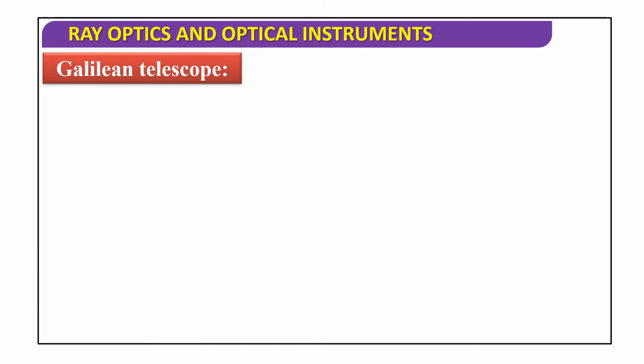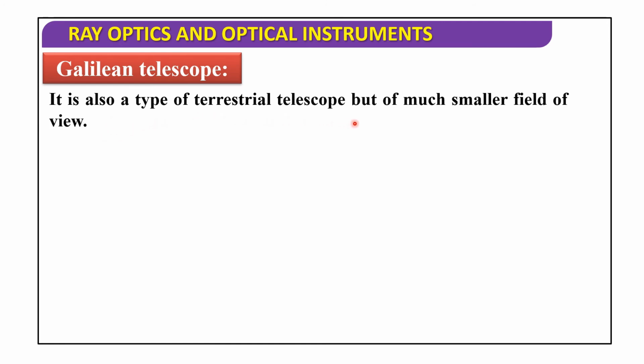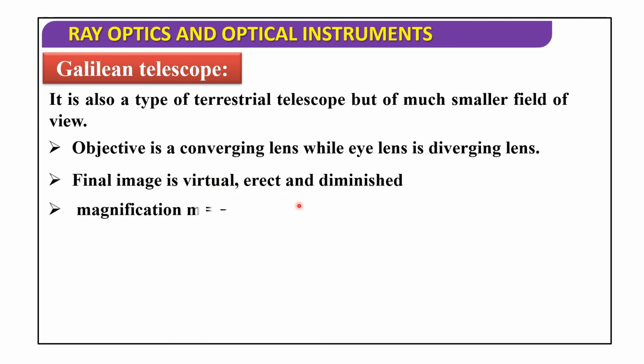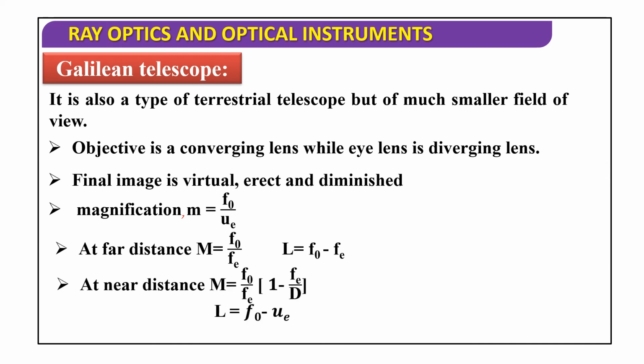Now I will discuss the Galilean telescope. It is also a type of terrestrial telescope but with a much smaller field of view. The objective is a converging lens while the eye lens is a diverging lens. So the final image is virtual, erect and diminished. Magnification m is equal to f0 by fe. At far distance, m is equal to f0 by fe and L is equal to f0 minus fe. At near distance, m is equal to f0 by fe of 1 minus fe by d, or L is equal to f0 minus ue.